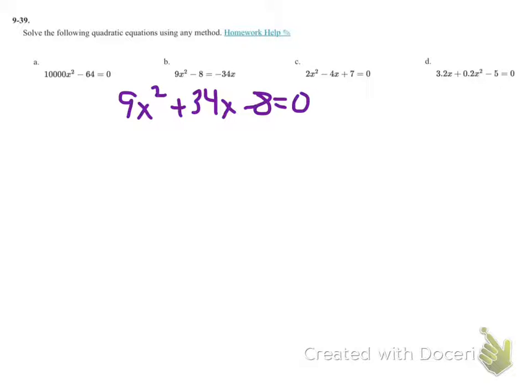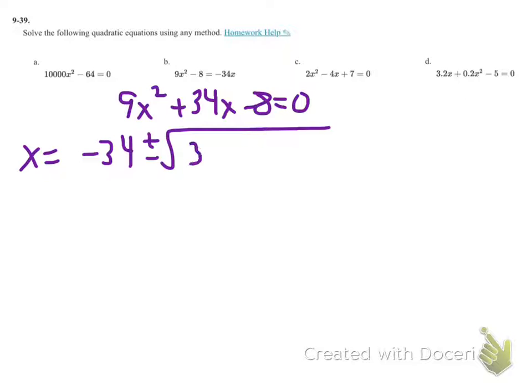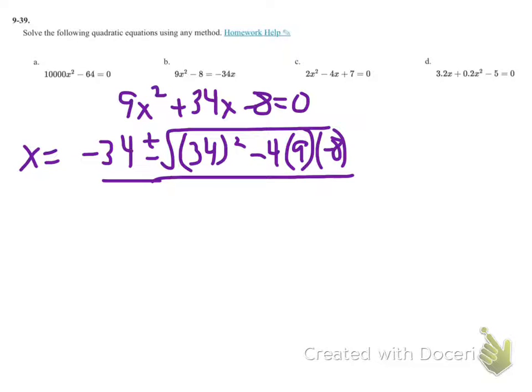So x equals the opposite of my b value. The b value is 34. So the opposite of 34 plus or minus the square root of b squared minus 4 times my a value, which is 9, times my c value, which is negative 8, all divided by 2 times my a value, which again is 9.